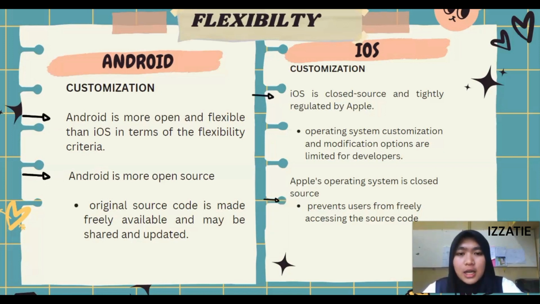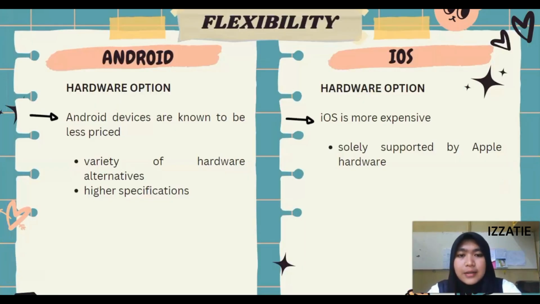In contrast, iOS is closed source and tightly regulated by Apple. This implies that operating system customization and modification options are limited for developers. iOS is not as versatile, although it allows you to change the default browser for certain apps rather than the entire system, when compared to Android, while Apple's operating system is closed source, which prevents users from freely accessing the source code.